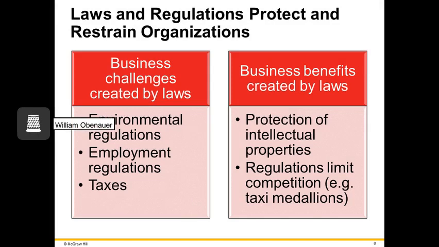Now, managers can be challenged by laws or they can benefit from them. When we say that managers can be challenged by laws, that doesn't necessarily mean that the laws are bad. It just means that they add additional complexity to what a manager needs to do. For example, with environmental regulations, there are products that we have to recycle because they create environmental hazards.